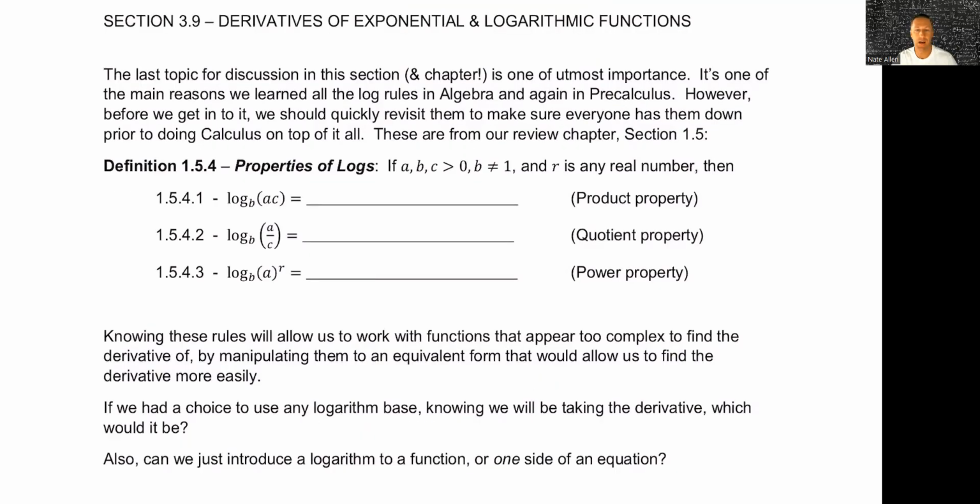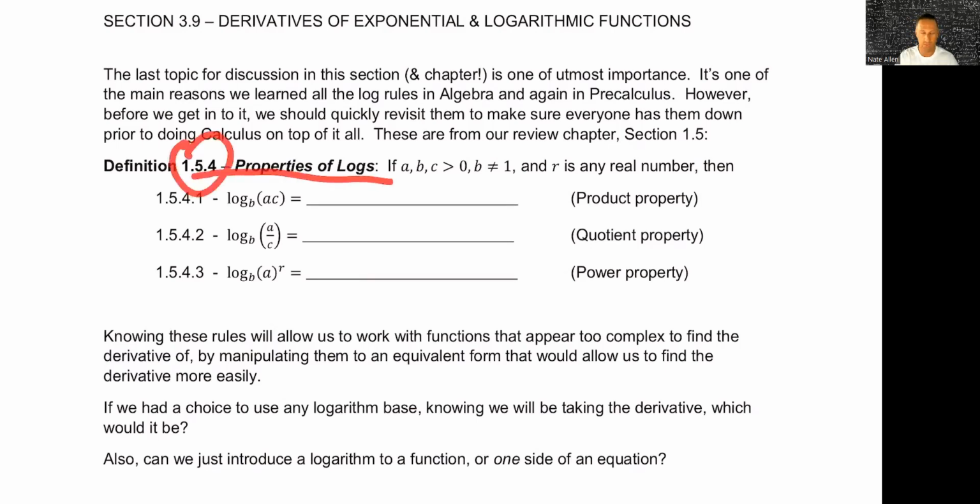So we're almost there. This is the last topic of discussion for not just this section, but also this chapter. And it is obviously very important. So don't brush it off. I know it's been a long chapter. Hang in there, guys. We're almost there. In order to talk about this, I wanted to make sure that I reviewed.